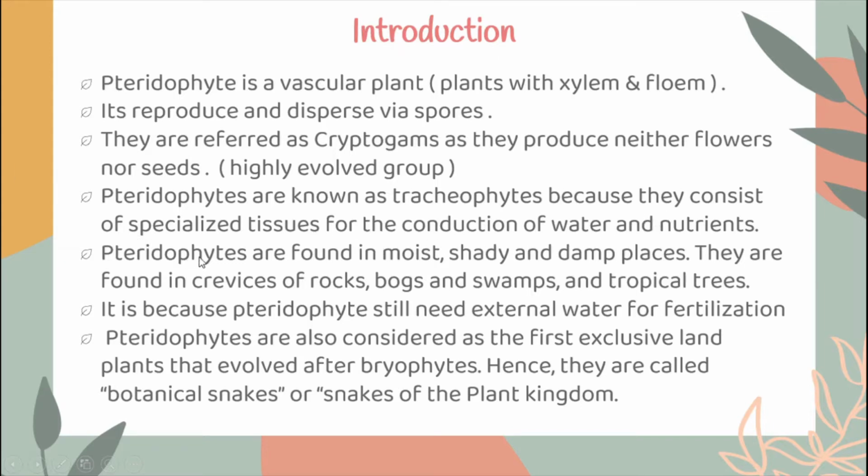The pteridophytes are found in moist, shady, and damp places. They are found in crevices of rocks, bogs, and swamps, and tropical trees. It's because pteridophytes still need external water for fertilization. Pteridophytes are also considered the first vascular plants that evolved after bryophytes, hence they are called botanical snakes, or snakes of the plant kingdom. Okay, that's the end of our quick introduction.